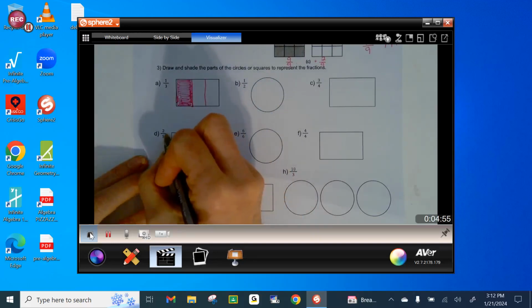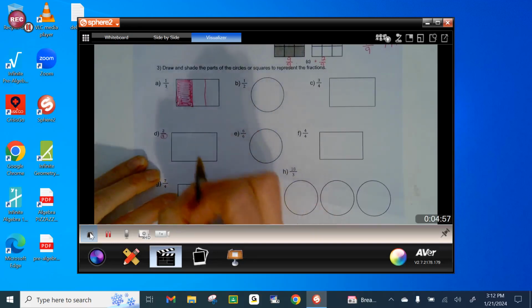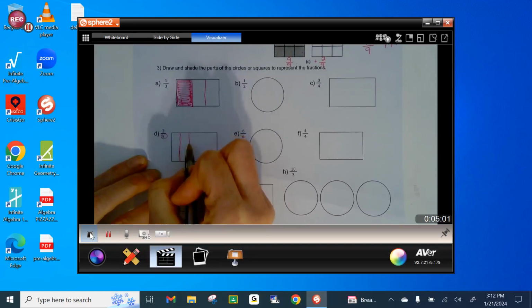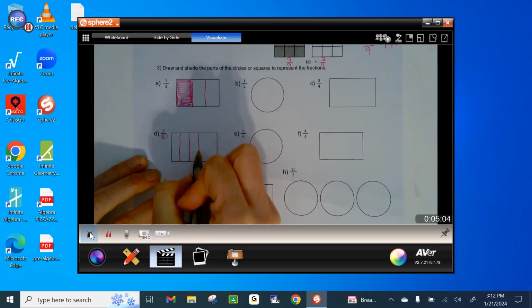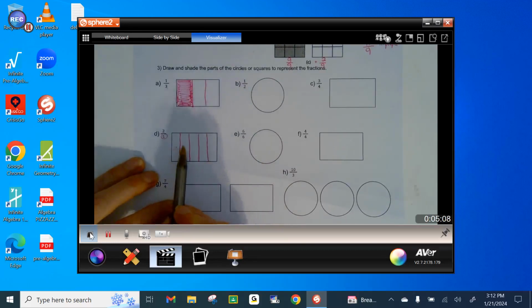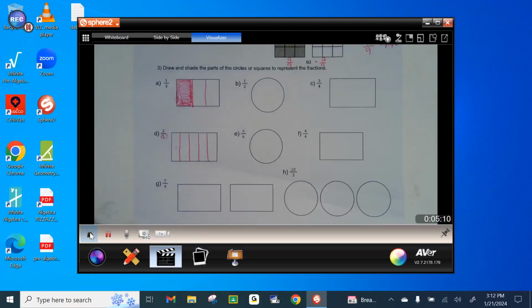So looks like this is cut into 5 equal pieces. So we'll do our best. Doesn't have to be exact, but try, work on it. All right, there's 5 pieces, and that's 1, 2, 3, 4, 5, and they look about even.